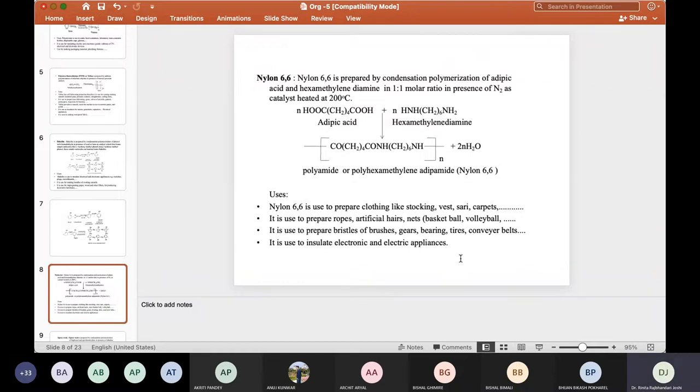If not, I'll go on. So nylon 66 is a polyamide prepared by condensation polymerization of adipic acid and hexamethylene diamine. Remember this formula and the IUPAC name. Hexamethylene diamine has CH2 groups, then diamine NH2 and NH2, and then the molecules here, so that you can write it, and here in presence of nitrogen as catalyst, heated at 200 degrees Celsius, polyamide. These are some of the important uses, you can go on adding, so write the preparation and uses of nylon.